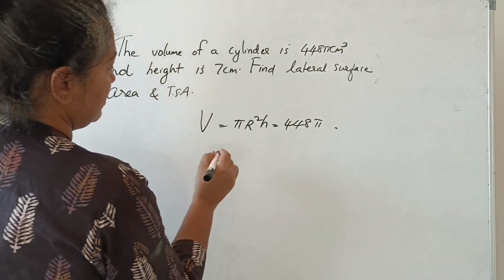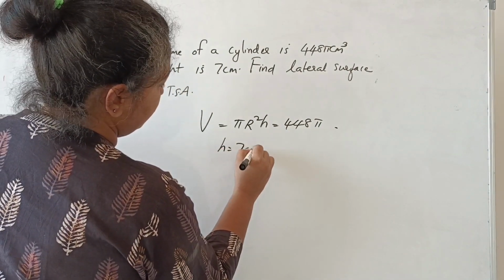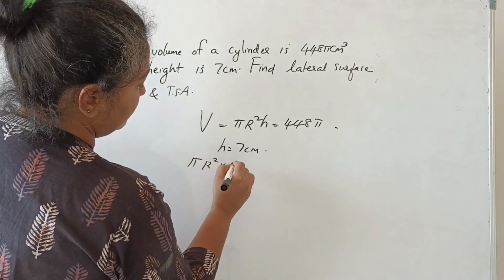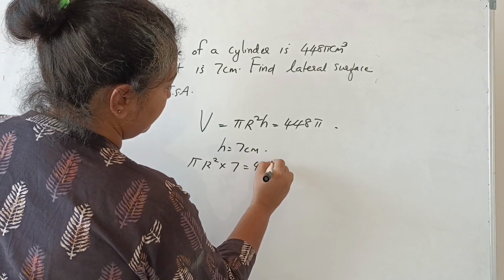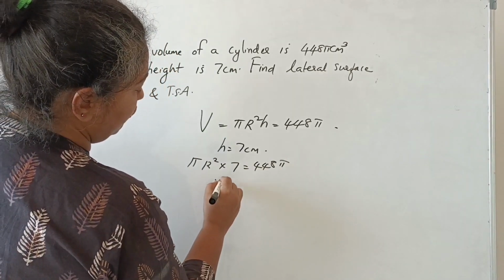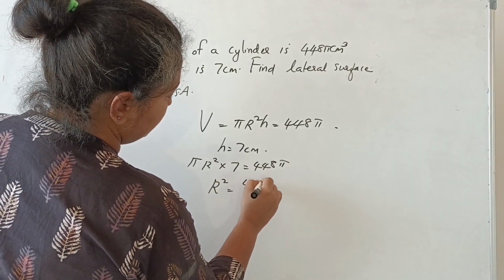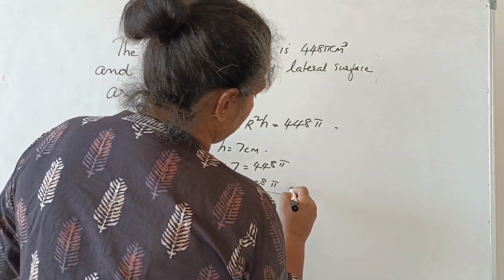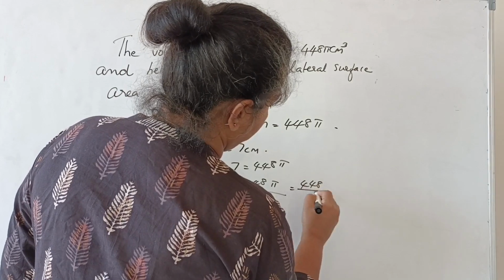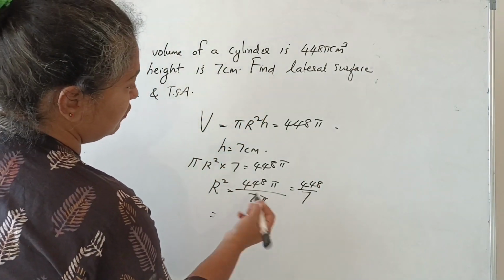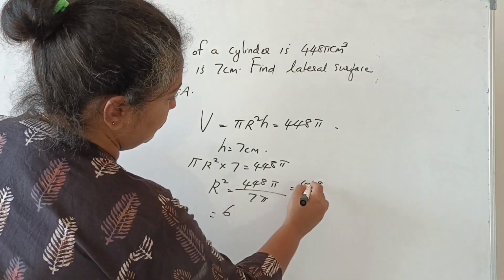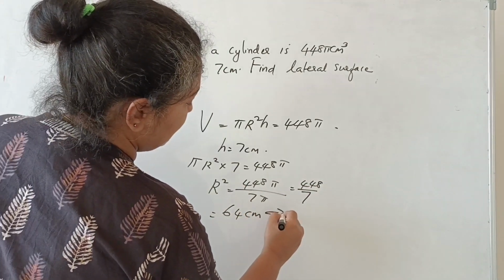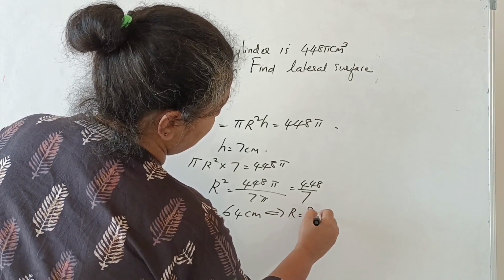Okay, height is 7 centimeters. So now if you substitute it in the formula, you can find out the value of r square. Pi and pi will get cancelled. So you will get 448 by 7. So you will get it as 7 6 are 42, 7 4 are 28, 64 centimeters square, or I can say that my r is 8 centimeters.